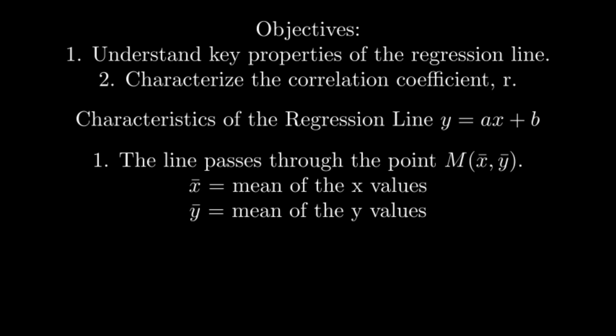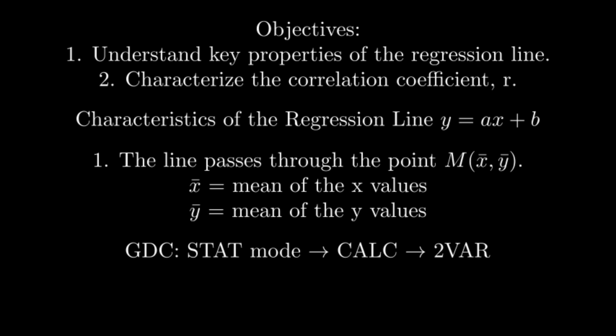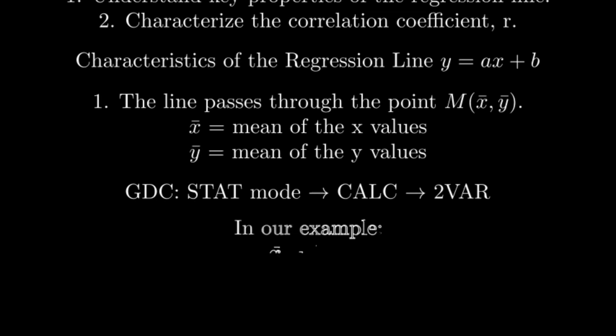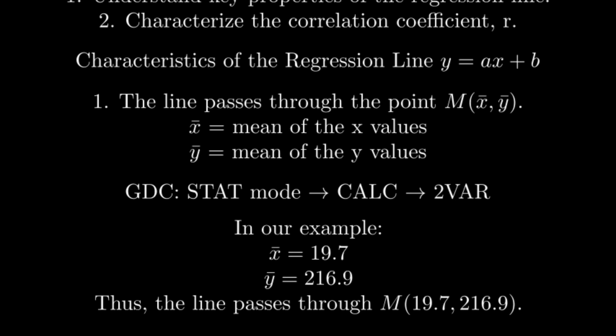We can find these mean values easily with our GDC. In the stat mode, after entering your data, you can select two variable statistics, and the calculator will provide a list of statistics for both x and y, including their means. For our running example, the mean of x is 19.7 and the mean of y is 216.9. So we know for a fact that the point 19.7, 216.9 lies on our regression line, y equals 9.83x plus 23.1. You can even plug it in to verify.